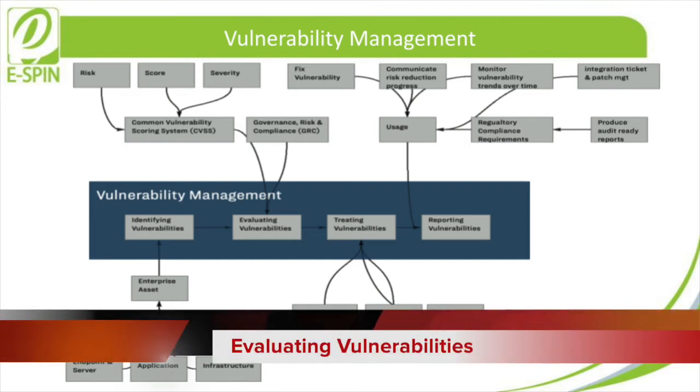Then, of course, from the list of vulnerabilities, we have to evaluate them. Technically, we are referring to the Common Vulnerability Scoring System, the CVSS, since it is the industry standard for vulnerabilities. Every vendor or product will leverage the CVSS. It gives you three things for your evaluation: the risk, the score, and the severity. That is part of the evaluation of this particular vulnerability.